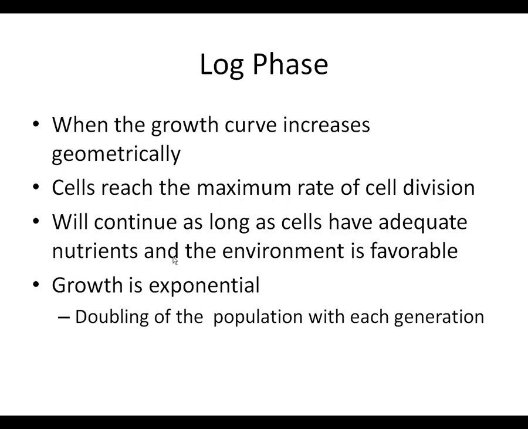They will continue to do this as long as they have adequate nutrients, as long as toxins aren't increasing to the point where cells are starting to die. During the log phase, growth is exponential, meaning that this population doubles with each generation.